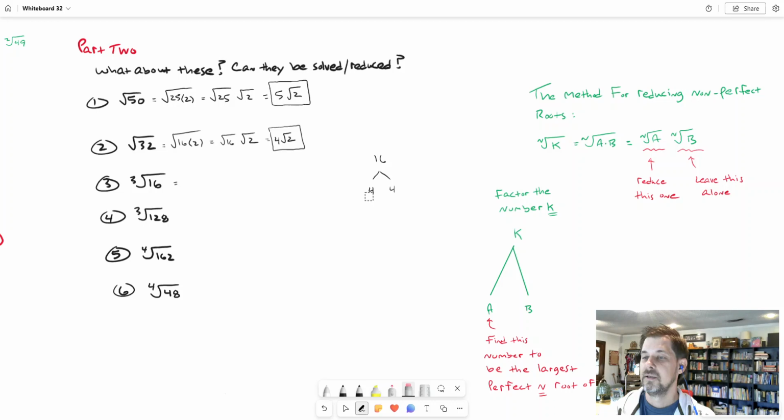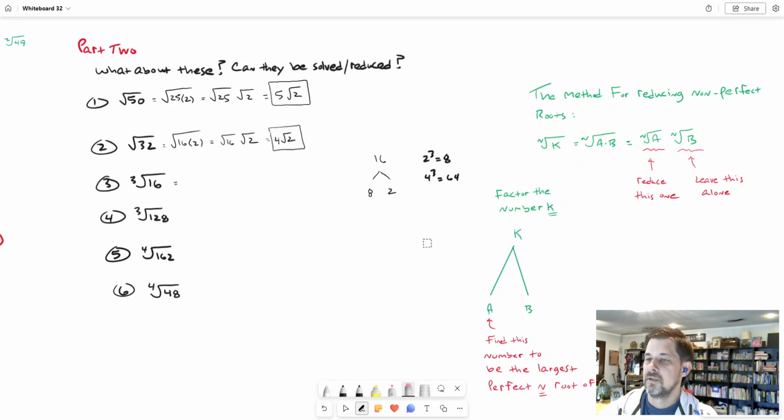All right, so can you factor 16 with a number that's a perfect third root? So what are perfect third roots? So there's 2 to the third power is 8. There's 4 to the third power, which is 64. Okay. And already I see 8. 8 will work. 8's a factor of 16, and 8's a perfect third power. All right, so that's what we want. So let's say 8 times 2.